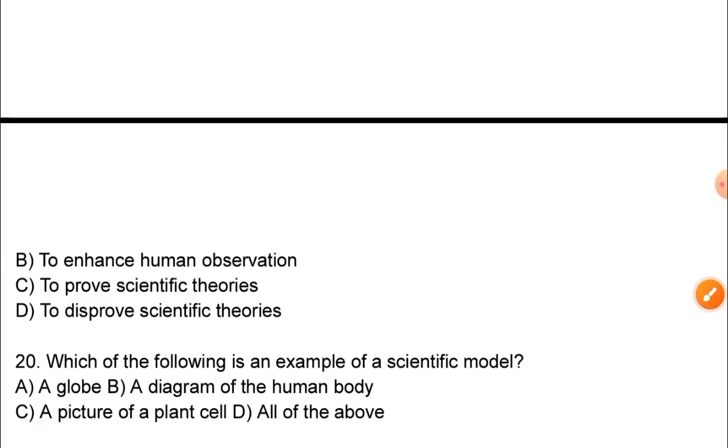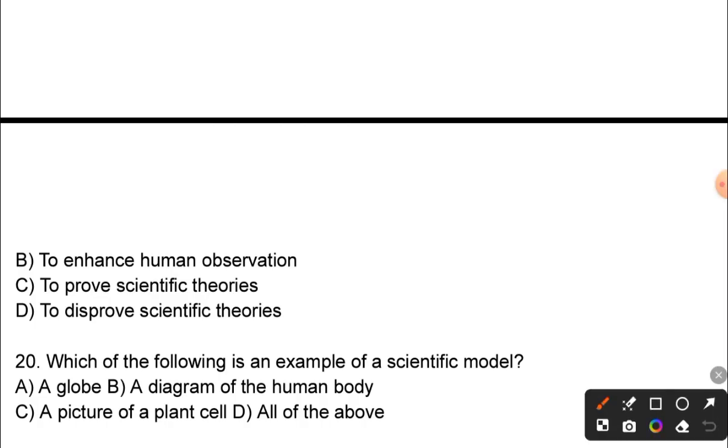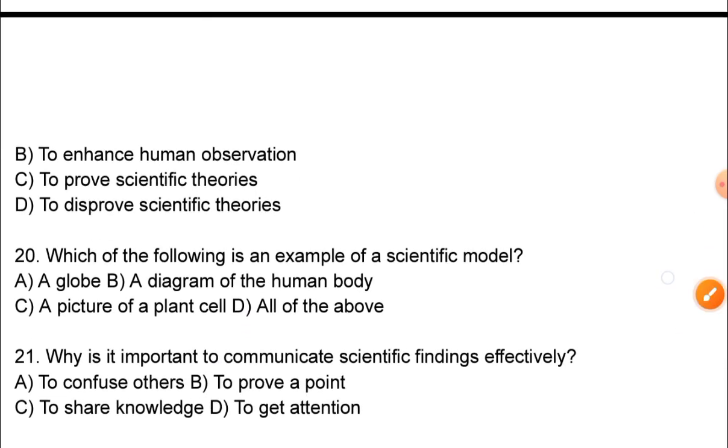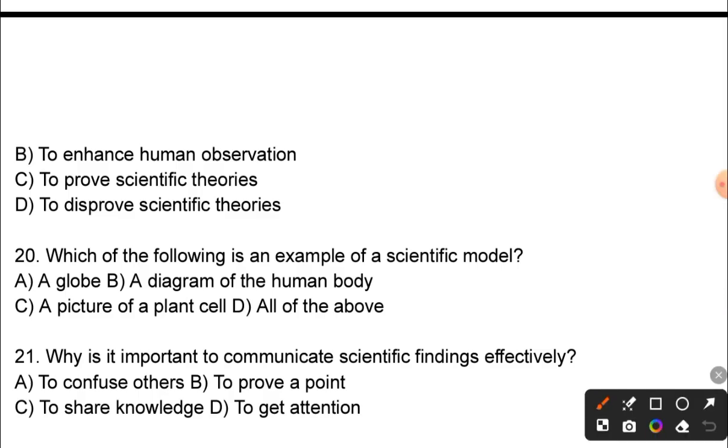20. Which of the following is an example of a scientific model? A globe, diagram of a human body, picture of a plant cell. Question 20, the answer is D, all of the above. 21. Why is it important to communicate scientific findings effectively? 21, the answer is C, to share knowledge.